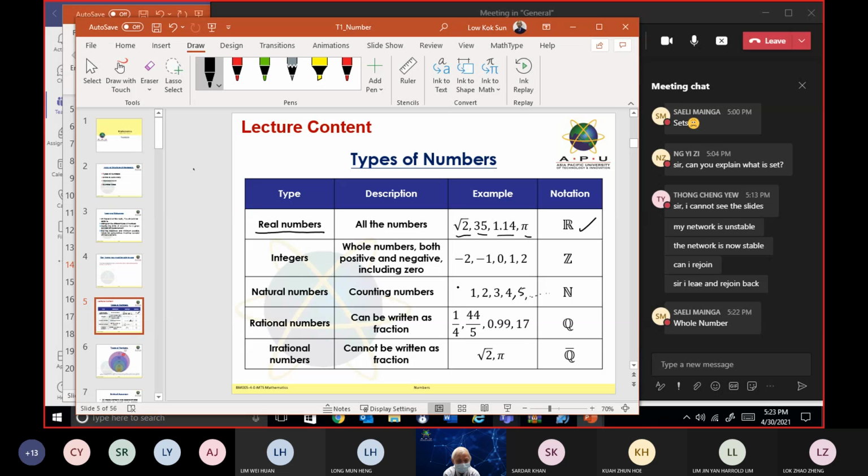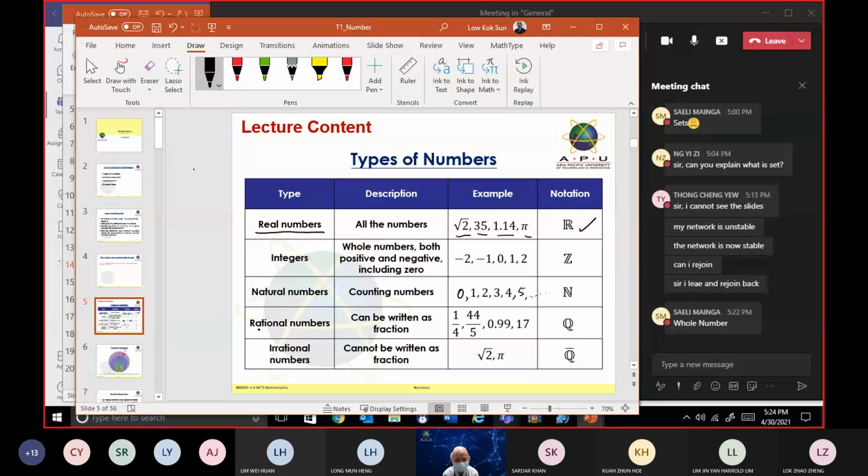But if I were to add one more number, just one more number, what does it call now? Very good. It becomes whole number, and so whole number is just like natural number, but it has one more number. What is that? Zero. It has an extra one member, zero.